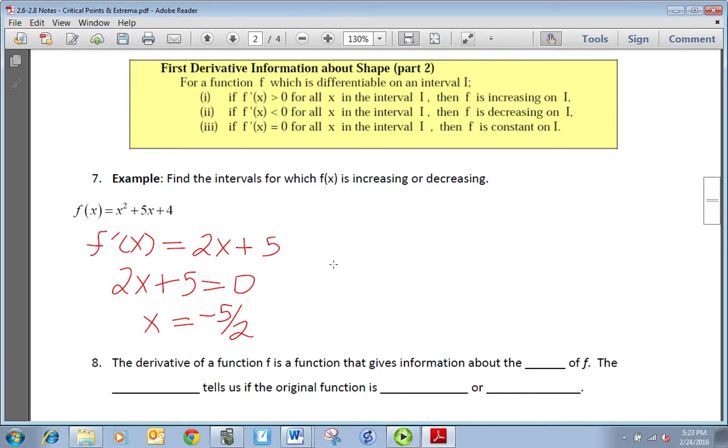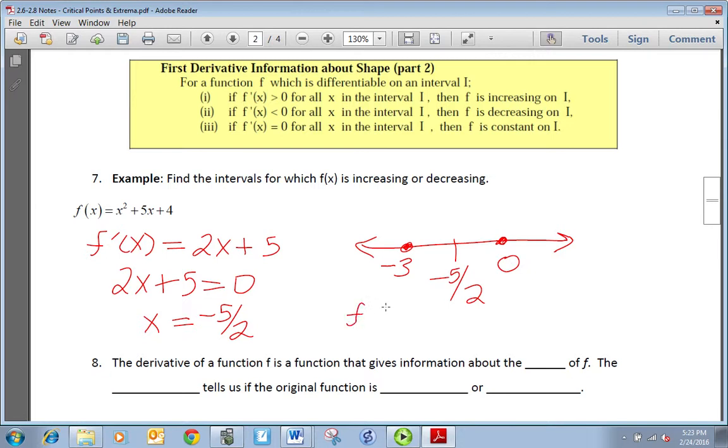Alright, so from there, we're going to put it on the number line. So negative 5 over 2. We need to look at a point before it and after it, so we can get a sense of where this function is increasing or decreasing. So I'm going to test negative 3 and 0. All I need to do is plug those back into the derivative.